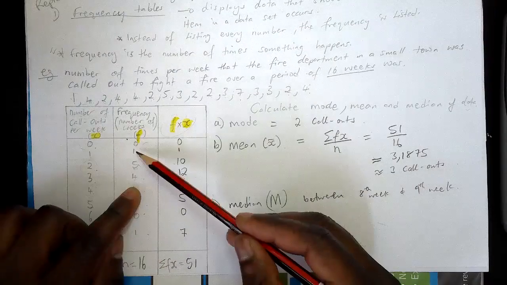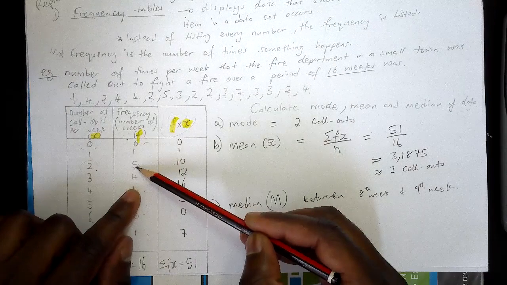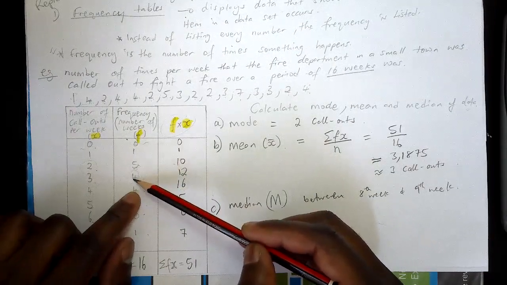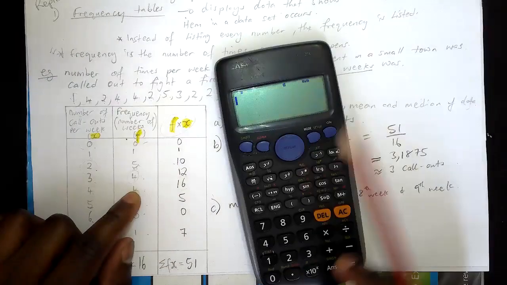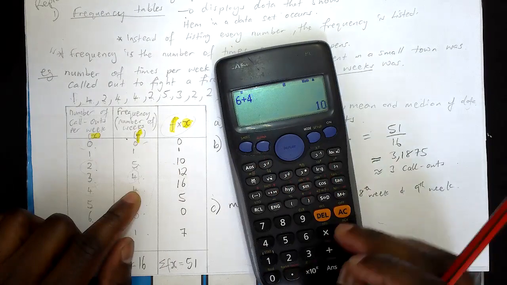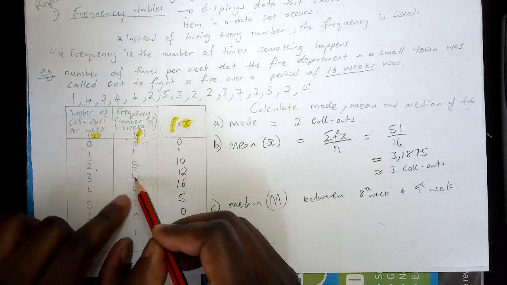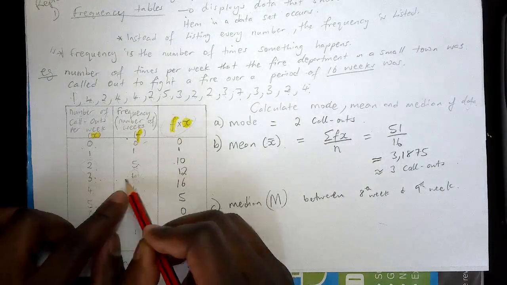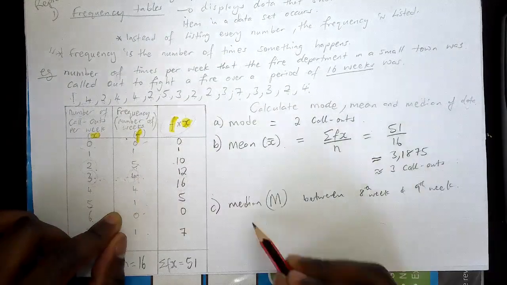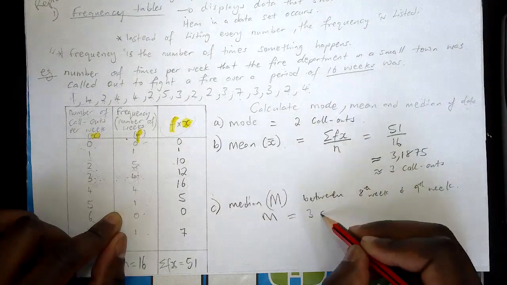Now, where do we find 8 and 9? Here we check. 1 plus 5 is going to give us 6, then from 6 plus 4, what do we get? We get 10. So it means that our median is actually 4 weeks, the call out of 3. Okay, so our median is actually 3 call outs.